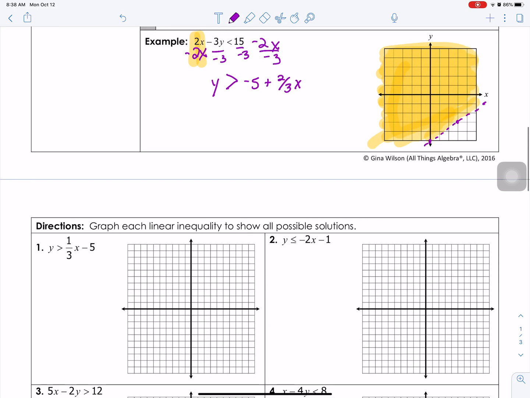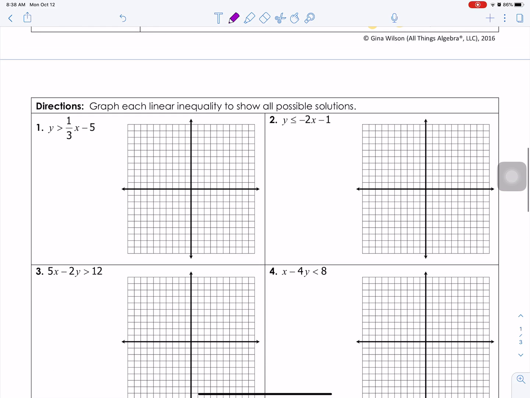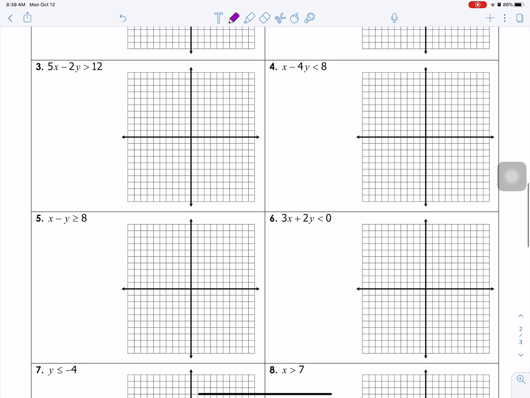So let me try one more, and then you'll have a few more to try. Some of them are already solved for y. I'm going to have you just go ahead and graph those because that makes it a little bit easier when they're already solved. I want to look at number 5. So the first thing I do is I subtract the x from both sides. So this would be gone. I can't leave a negative y, so I need to divide by a negative 1. When I divide by a negative 1, that means I'm flipping my sign. The equal to bar is going to stay.